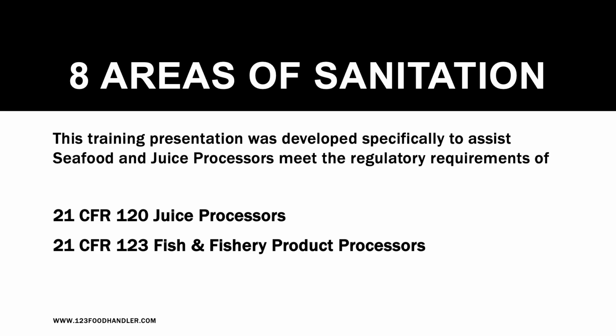This training presentation was developed specifically to assist seafood and juice processors meet the regulatory requirements of, in the case of juice processors, 21 CFR 120. In the case of those processing fish or fishery products, 21 CFR 123. Each of those has the 8 areas of sanitation.